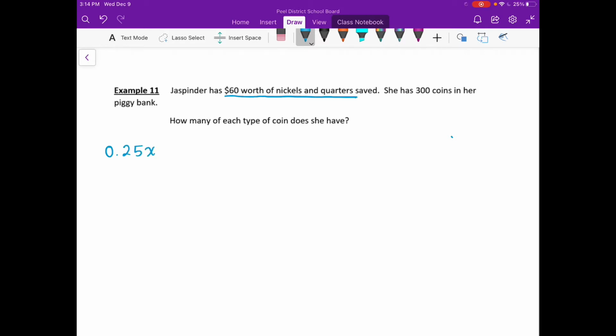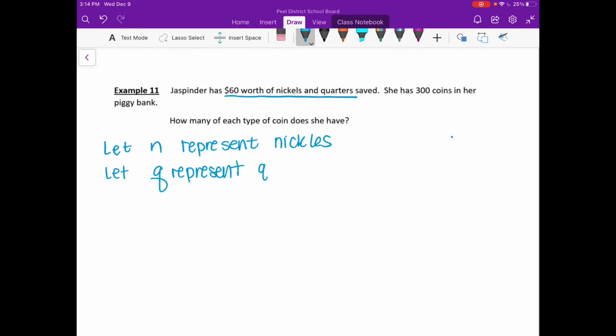0.25x plus 0.05. I'm going to define my nickels and quarters. So let's do that first. So let x represent, and you are more than happy, you can write n equals nickels, q equals quarters, whatever you want to work with. Let x represent nickels. I might do that because it might be easier to read. So let n represent nickels. Let q represent quarters.